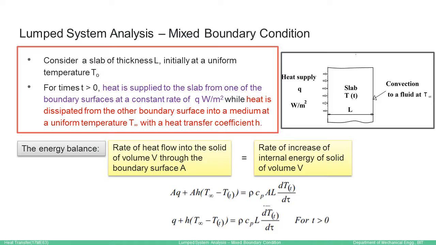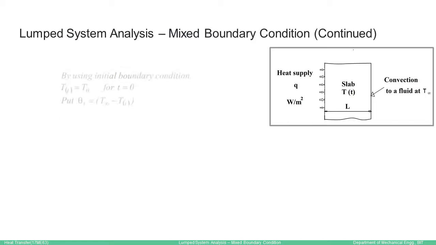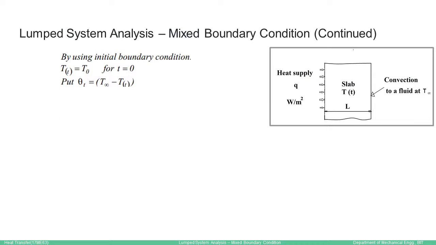Dividing the whole equation by A, we get q plus h into (T infinity minus T of t) is equal to rho Cp L into dT by dt. This is valid for all times greater than 0. By using the initial condition, that is at time t equal to 0, temperature of the slab is equal to T0, and replacing T infinity minus T of t by theta of t, we can write the differential equation for the given problem as d theta by dt plus m theta is equal to Q, where m is equal to h by rho Cp L and Q is equal to q by rho Cp L.